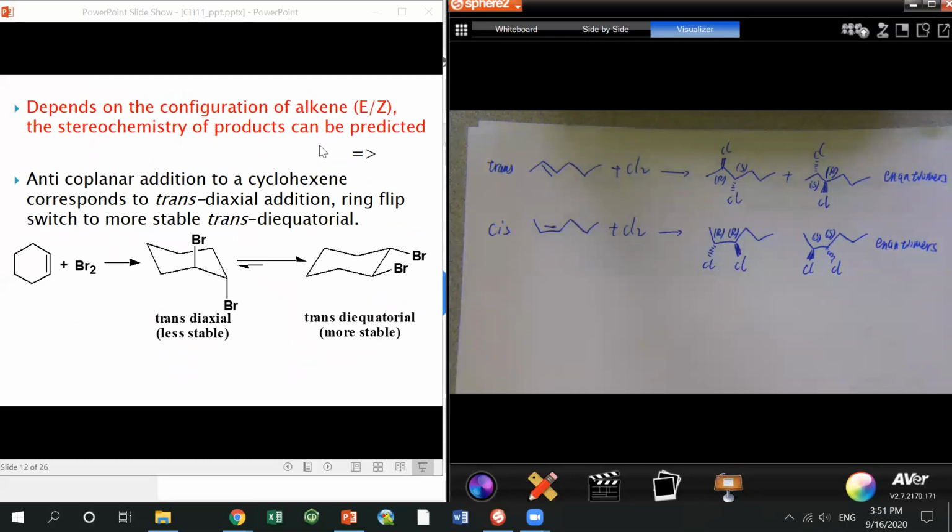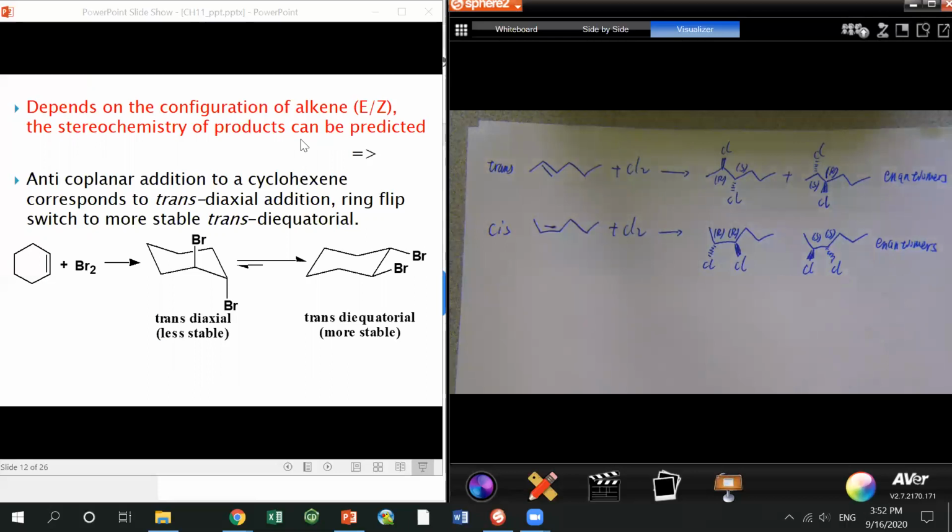So as I just mentioned, depending on the configuration of the alkene, E or Z, cis or trans, the stereochemistry of the product can be predicted. It can be a pair of enantiomers or a meso compound, or R or S. That's the basic knowledge you have to learn from this chapter.